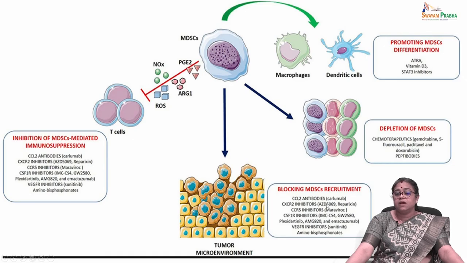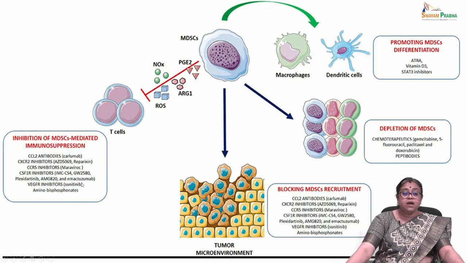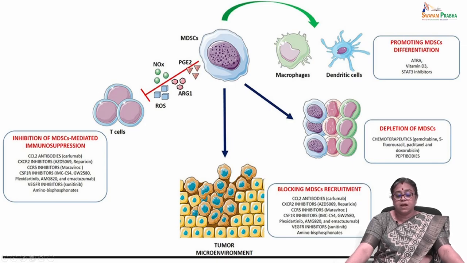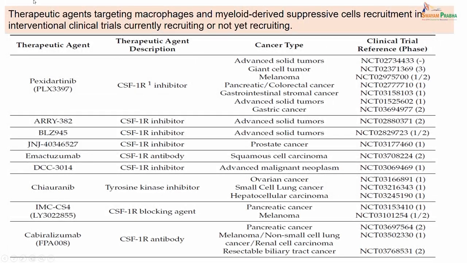So there are several compounds which can block the recruitment of the MDSCs into the tumor microenvironment. Similarly, the same components can also be used to inhibit the MDSC-mediated immunosuppression. Because these MDSCs tend to inhibit the T cells, this mechanism needs to be worked on so that the T cells get activated. So there are several therapeutic agents that target the macrophages and the myeloid-derived suppressor cell recruitment in interventional clinical trials.